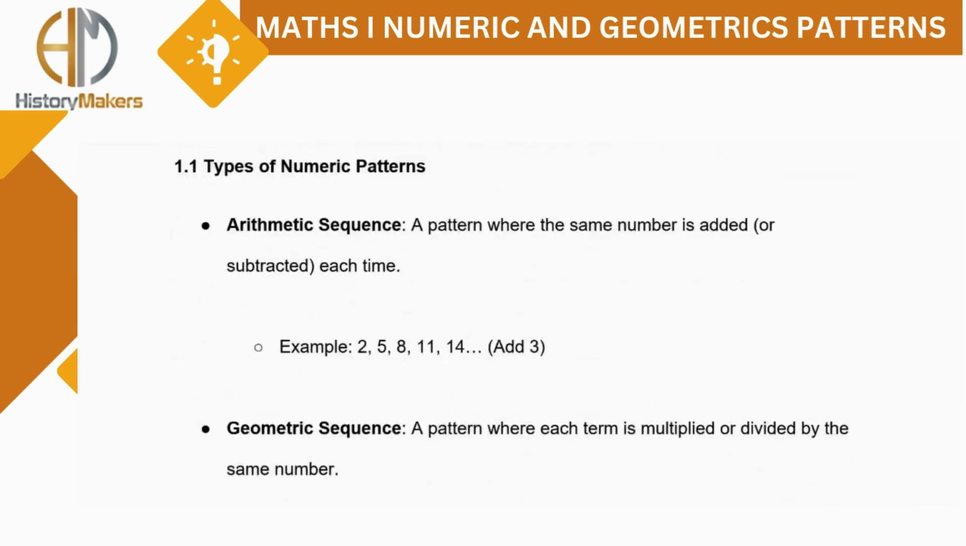We have different types of numeric patterns. The first one being the arithmetic sequence, which is a pattern where the same number is added or subtracted each time. In this example that we are given, we have 2, 5, 8, 11, and 14. For them to be able to get to the next term, they had to add 3 to the previous term.